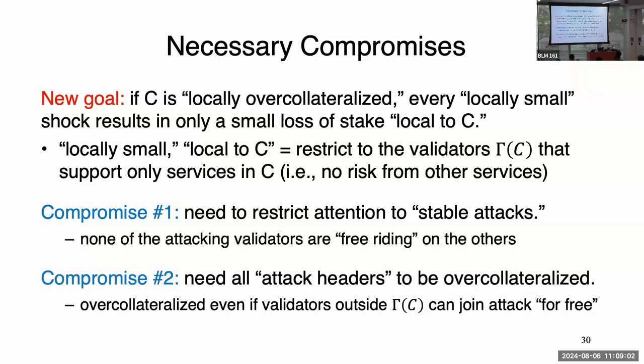The second thing is we need to over-collateralize more pairs than you might expect. You might recall in the global guarantee, we just said any subset of any set B of validators capable of attacking any set A of services. Here we're going to have to over-collateralize not only pairs of that form, but also something we call attack headers. And again, I'll have to defer you to the paper for the formal definition. But in effect, things have to be over-collateralized in the neighborhood of C, even if validators outside of gamma of C are in some sense allowed to join the attack for free.